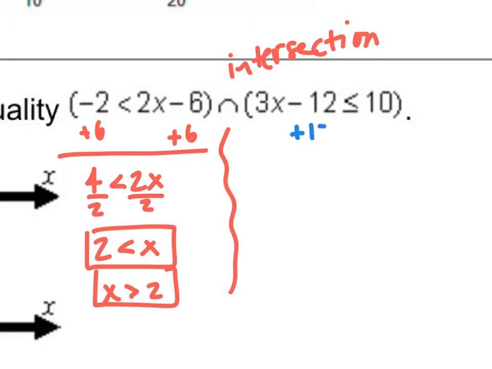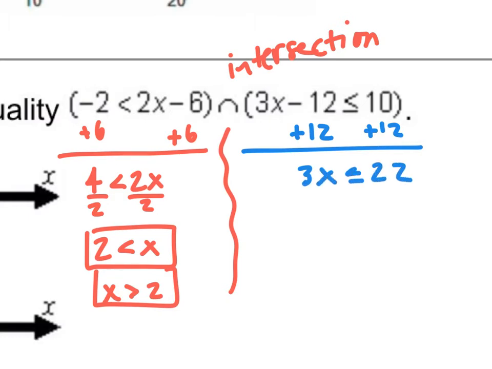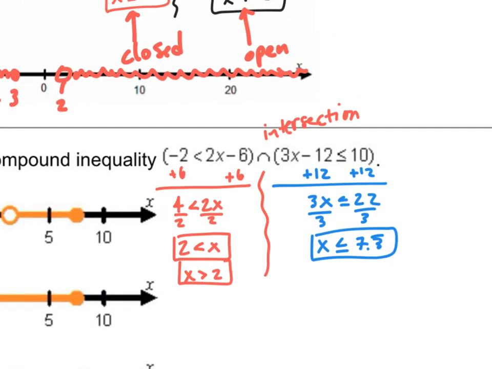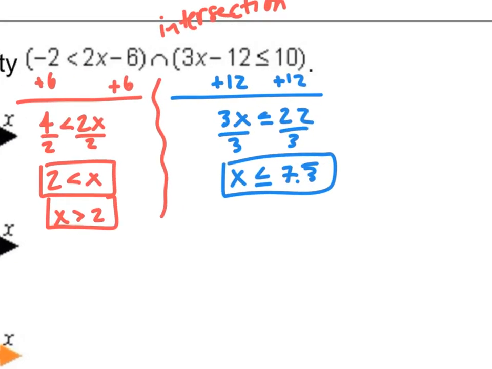Okay, I'm going to add 12 to both sides on this one. Solve it like I would any other equation. I get 3x is less than or equal to 22. Divide by 3, divide by 3. What is that, 7.3 repeating? X is less than or equal to 7.3 repeating. Okay, so we've got that. All right, so now I'm just going to go ahead and graph this myself because I feel like I'm better at it this way.